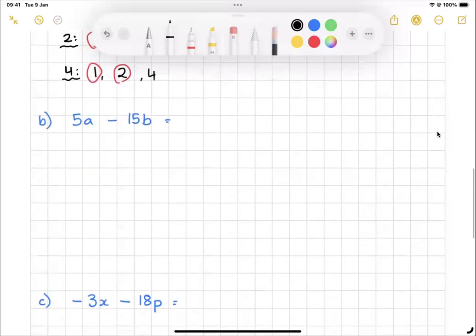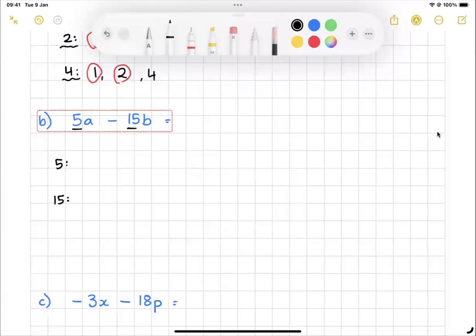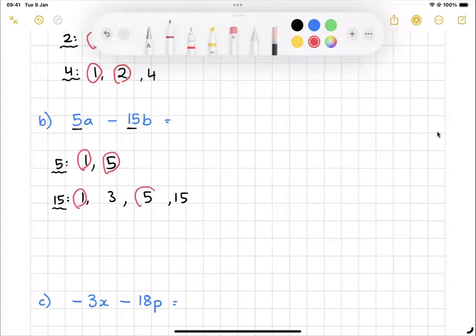Okay, let's get to the next one. Same thing, dealing with just the numbers first. 5 and 15. Two numbers multiplied together to get me 5: only 1 and 5. Two numbers multiplied together to get me 15: 1 and 15, and 3 and 5. Then I'm going to circle which numbers they have in common: 1 and 5. My highest common factor here, by looking at the ones I've circled, the highest number that I've circled is 5.